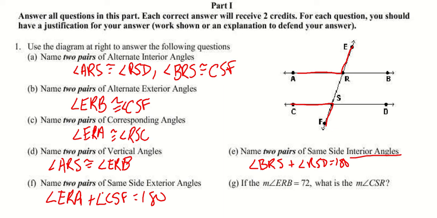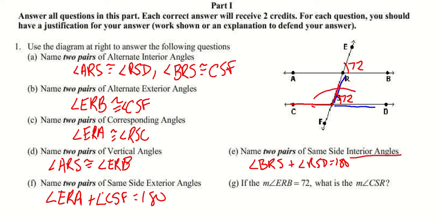And if ERB is 72, so if this angle is 72, what is the measure of angle CSR? So CSR, we can see, we'll highlight in blue here, this angle, right? And the other angle we're talking about is the one that's down here. Okay, CSR right here. So these aren't really related, but we can think about taking this angle and shifting it down to its corresponding angle. And now we can see that if this angle was 72, these two angles are equal, because they're corresponding.